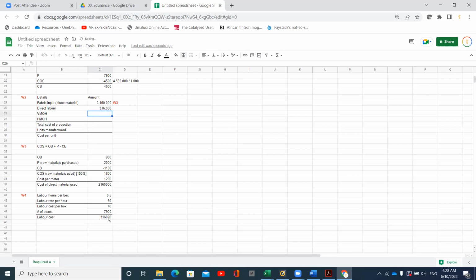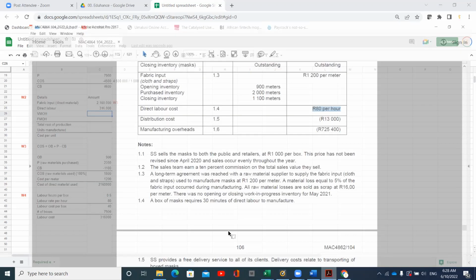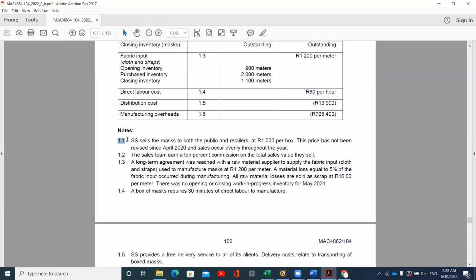Okay, so 316,000 Rand. Now we have a look. So we dealt with 1.1, we dealt with 1.2, we said we excluded it. We dealt with 1.3, we must all deal with the loss, okay? We must all deal with this material loss. I'll deal with it just now.